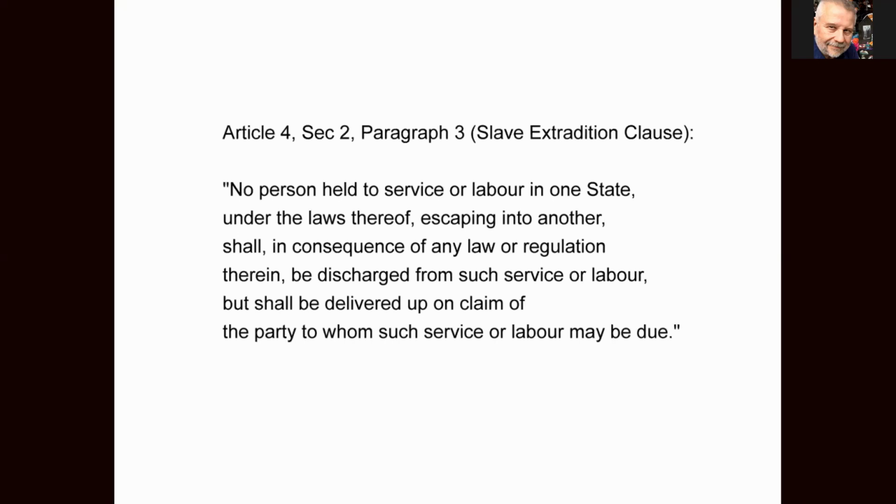It reads as follows: no person held to service or labor in one state, under the laws thereof, escaping into another, shall, in consequence of any law or regulation therein, be discharged from such service or labor, but shall be delivered up on claim of the party to whom such service or labor may be due.